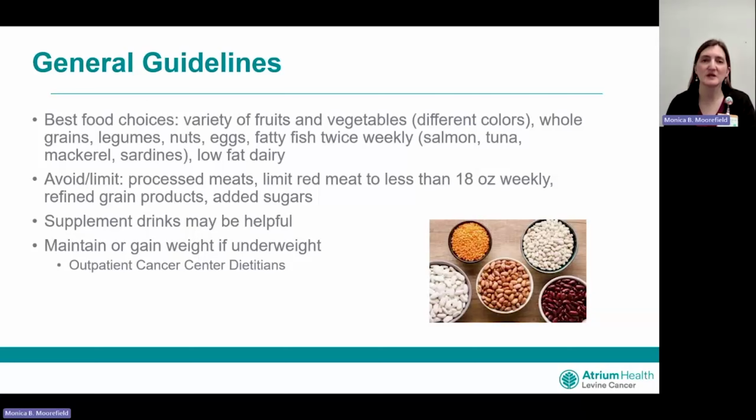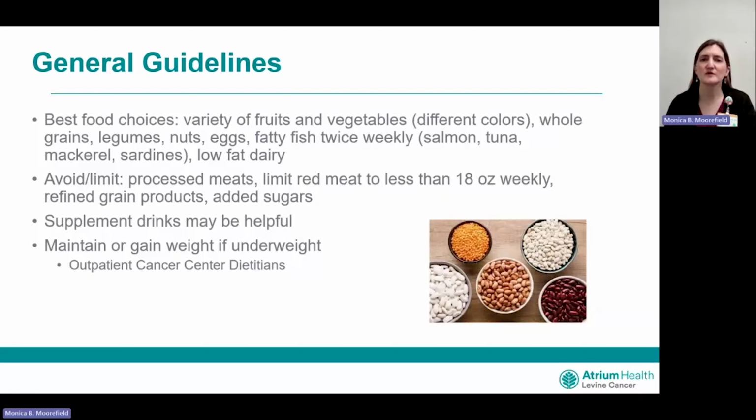And then also limiting refined grain products, which would be like white bread, white pasta, white crackers, and then also limiting added sugars. And supplements may be helpful, like supplement drinks like Ensure or Boost. The Plus versions have more calories, or the Boost very high calorie has a lot of calories. Those can be helpful if you're having trouble with maintaining or gaining weight. Also, Orgain is another supplement that can be good. Premier Protein has a good amount of protein, doesn't have a lot of calories though.